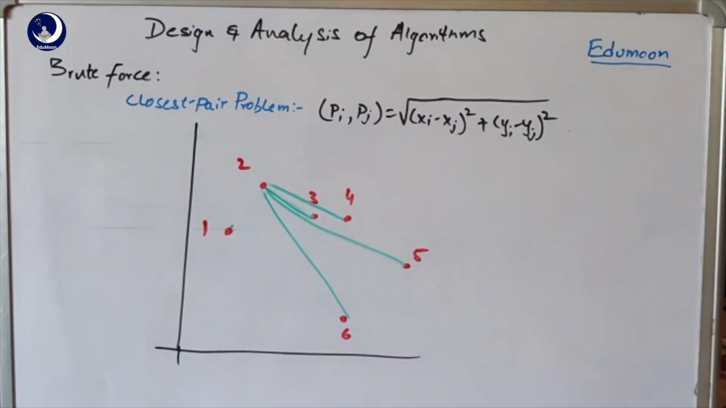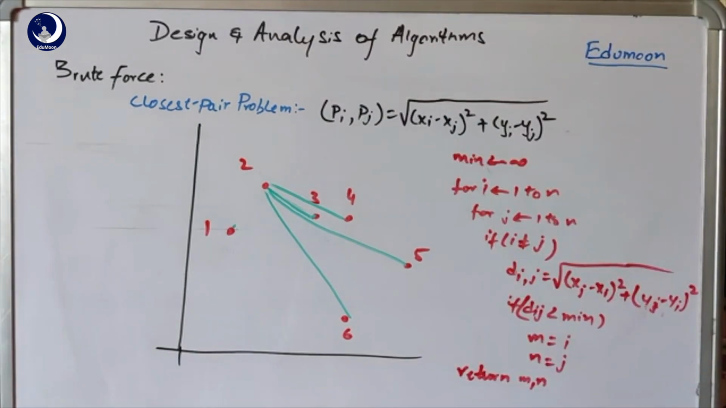Similarly we find all the possible pairs with 3, 4 and 5 also. So in total the number of combinations is equal to n times (n minus 1) by 2. The algorithm goes like this. Initially we take a minimum variable, and let us assume that the minimum distance is infinity now.